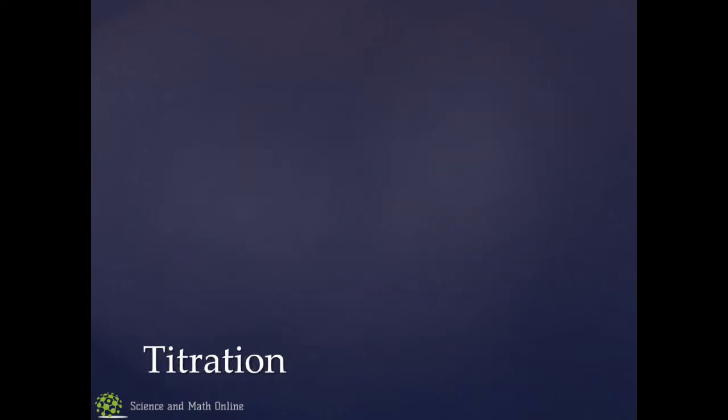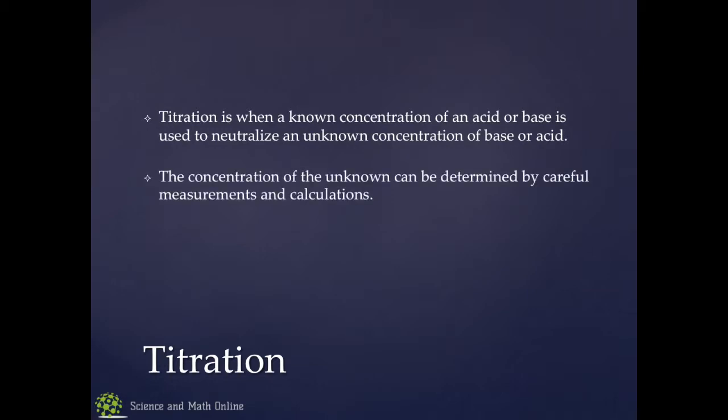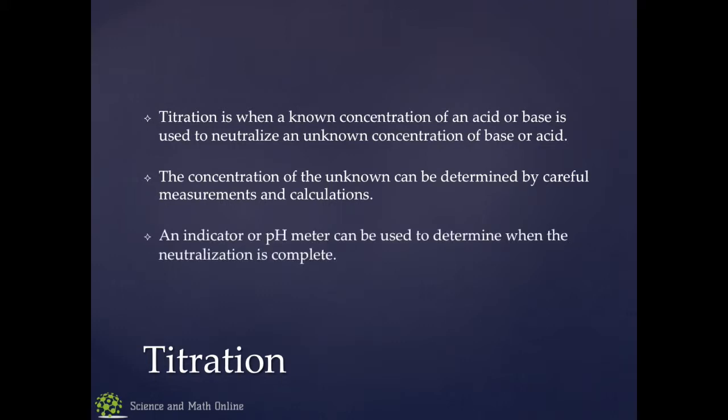So, titration. Titration is when we're going to take something that we know and use it to find something we don't know. And so we're going to do this by doing a neutralization between an acid and a base. And we're going to know the concentration of one of them, but we're not going to know the concentration of the other. This requires careful measurements and careful calculations to make sure this works properly. It's one of those things that if you go too fast, it's not going to work well. So you need to use an indicator or a pH meter to figure out when this is done.